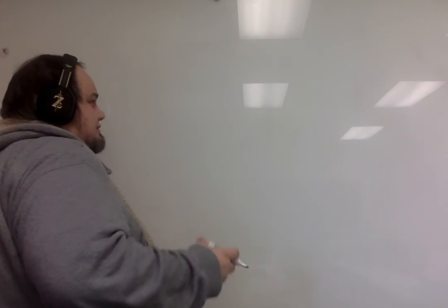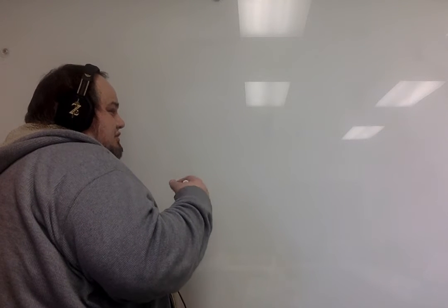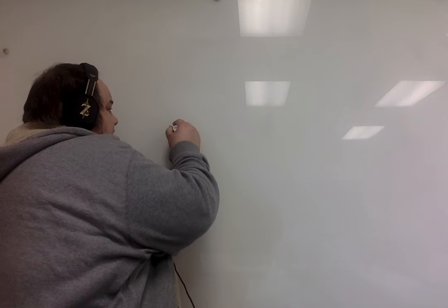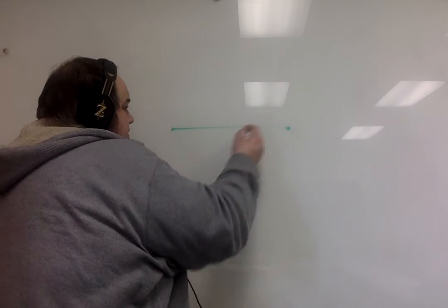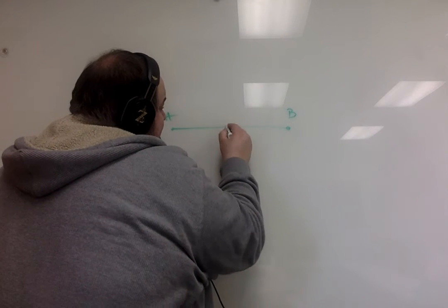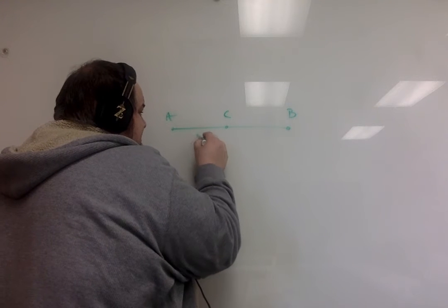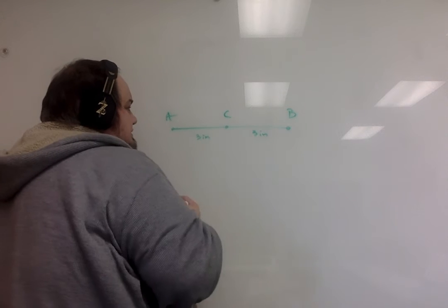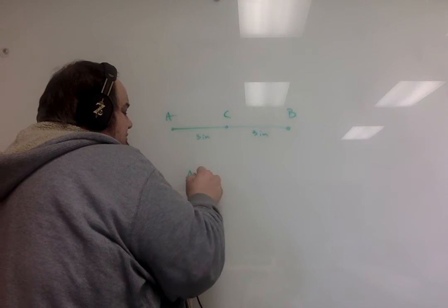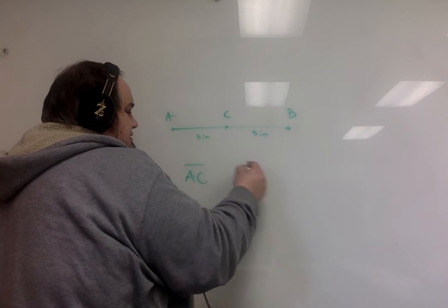Now, it also introduces the symbol for congruent. So if two line segments are the same length, then they're said to be congruent. So let's say we had this line, AB, line segment rather, and then right in the middle we had C. And since it's exactly in the middle, this one, let's say, is 3 inches here, and this one's also 3 inches, then line segment AC and line segment CB are congruent.